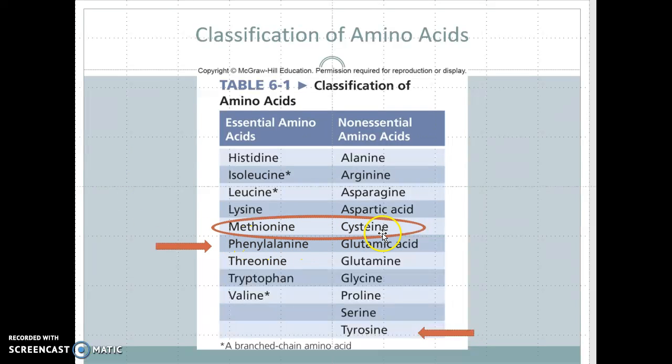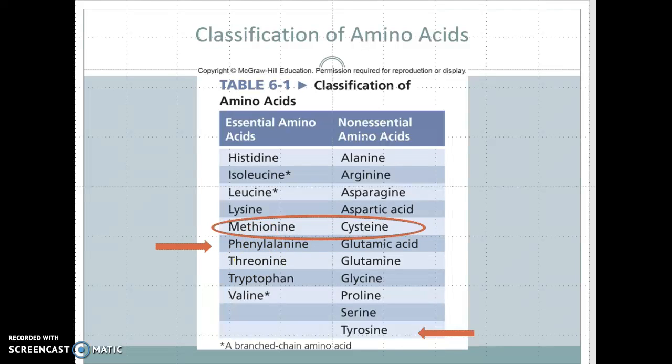Here, methionine and cysteine are 2 other amino acids that have sulfur in them. Here's your branch chain: isoleucine, leucine, and valine. You don't need to remember the names of these, but just know there are different shapes and different functions.